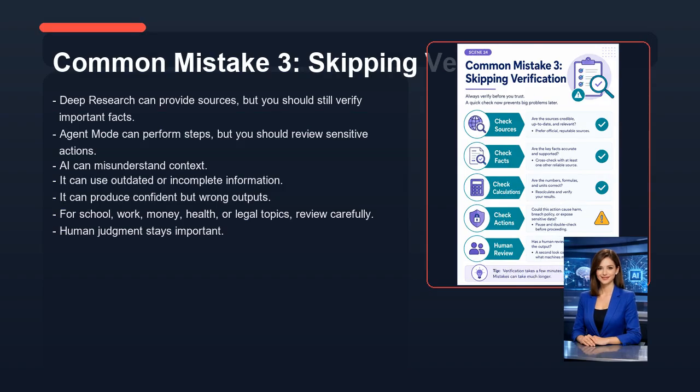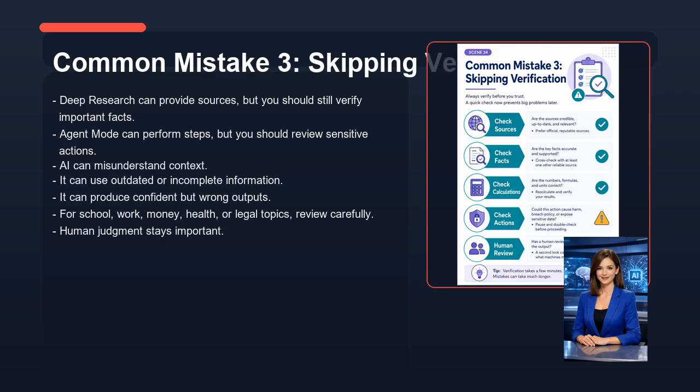Deep research can provide sources, but you should still verify important facts. Agent mode can perform steps, but you should review sensitive actions. AI can misunderstand context. It can use outdated or incomplete information. It can produce competent but wrong outputs.